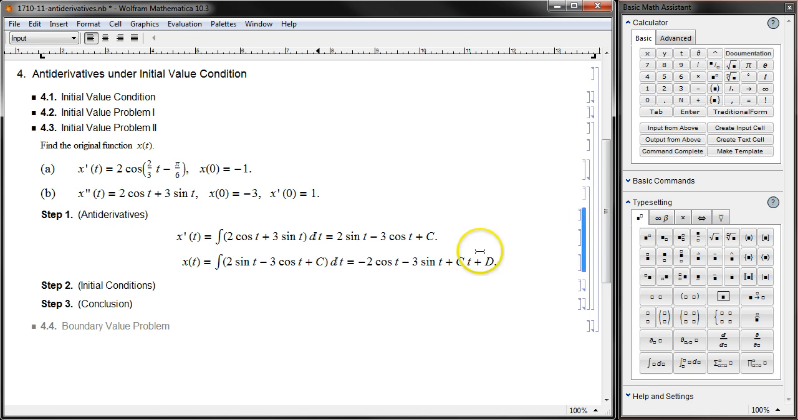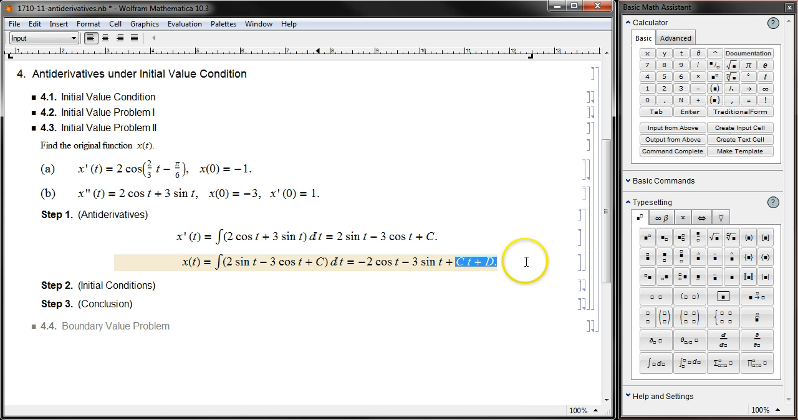X double prime to x prime. Here we go. We take the antiderivative. X prime to x. We take the antiderivative again. Luckily, antiderivative computations themselves are easy. Cosine becomes sine. Sine becomes negative cosine. Negative cosine becomes negative sine. And then, the tricky part, the c becomes c times t.